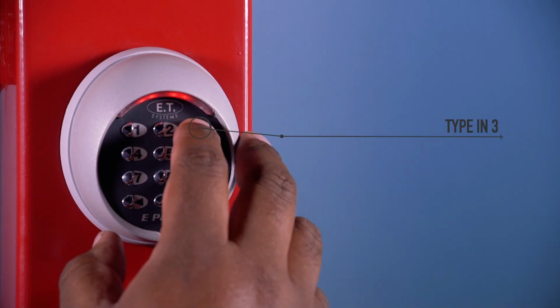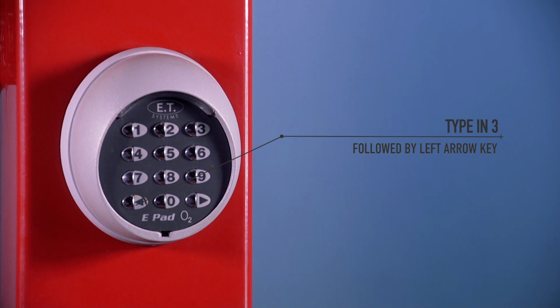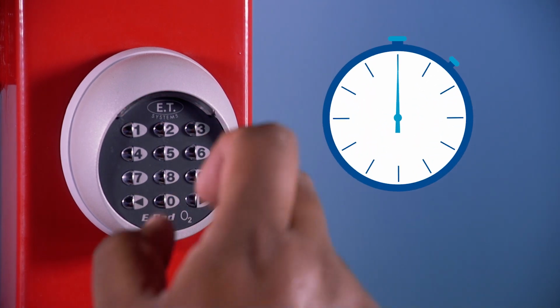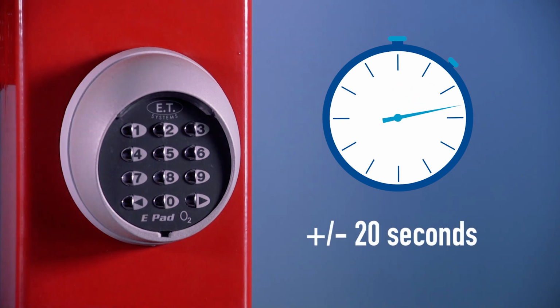Type in 3, followed by the left arrow key. 1 beep, LEDs flash once. Type in right arrow or wait 20 seconds to exit programming.